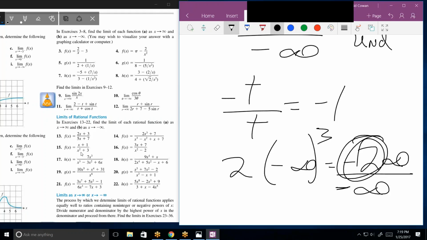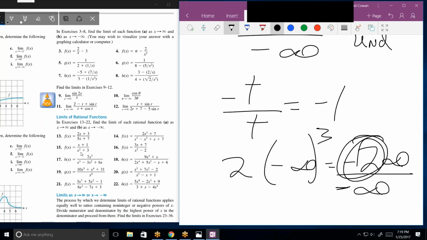Notice that if I plug in 1 for x, it's just 1 over 1. But if I plug in 100 for x, it's 100 over 10,000. If I plug in 1,000,000 for x, it's 1,000,000 over 1,000,000,000,000. So the bottom is blowing up much faster than the top, and as we get to infinity, we're going to have a bottom that's infinity and a top that's not.